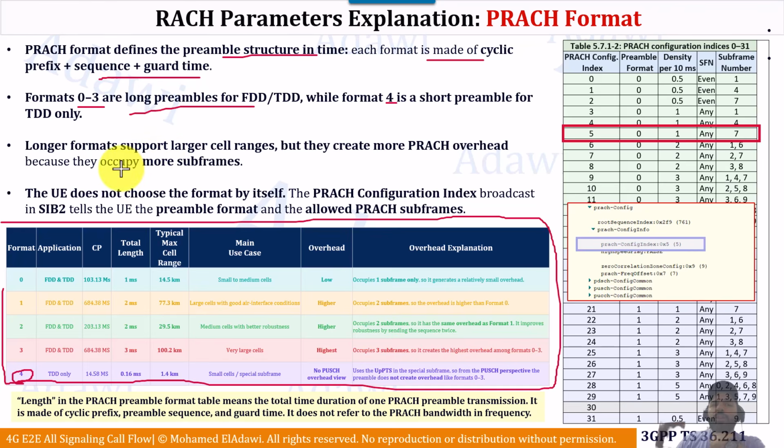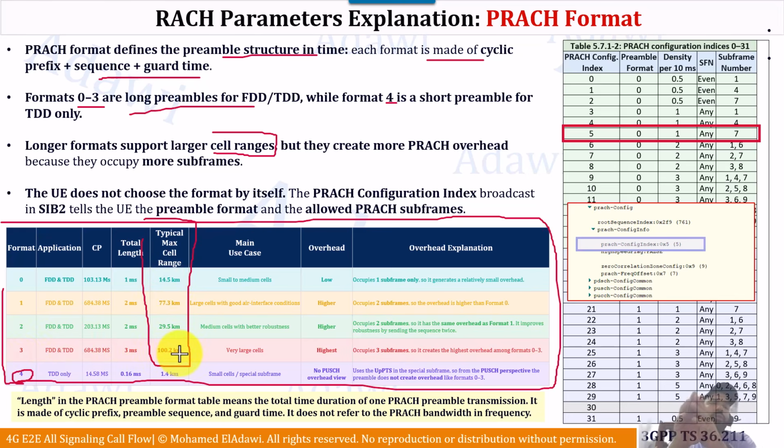The longer formats, as mentioned here, usually support larger cell ranges. So this is the trade-off: whenever you have a longer format, for example from 0 to 3, we can support larger cell ranges, as you can see in this specific range. For example, format 0 has up to 15 kilometers, while format 3 has up to 100 kilometers.